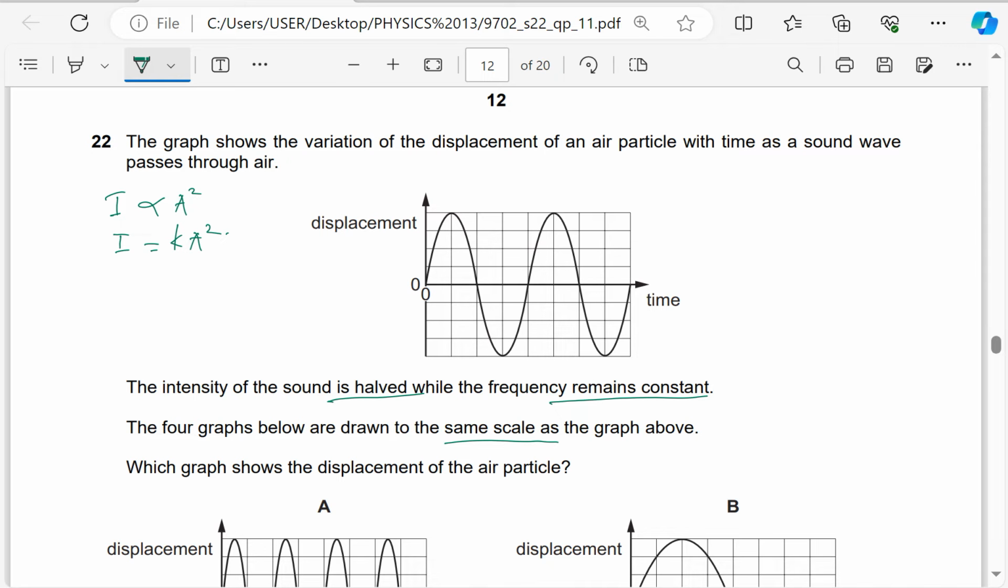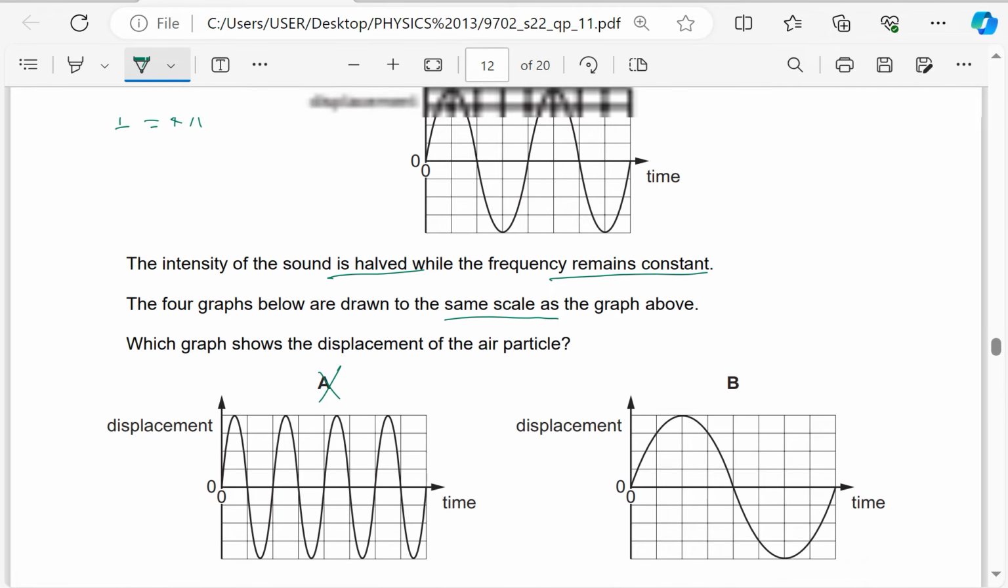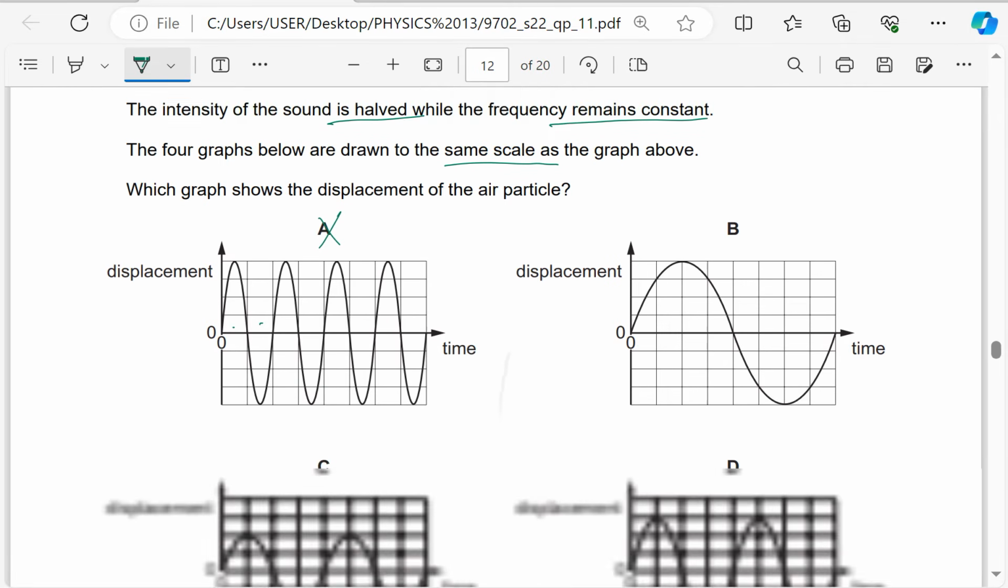So the frequency remains the same. That means the number of cycles should be the same in the same time. Let's see. This is wrong because it's like the frequency has been increased. You can check. One cycle takes 1, 2, 3, 4 boxes. This one cycle is taking 2 boxes. So the frequency has been increased.